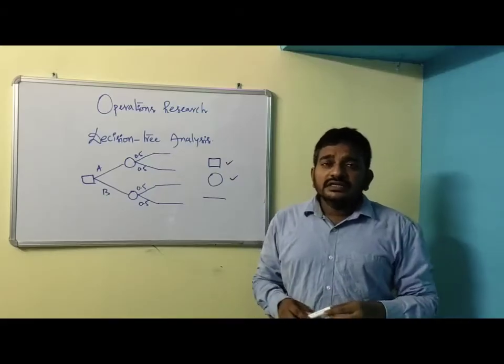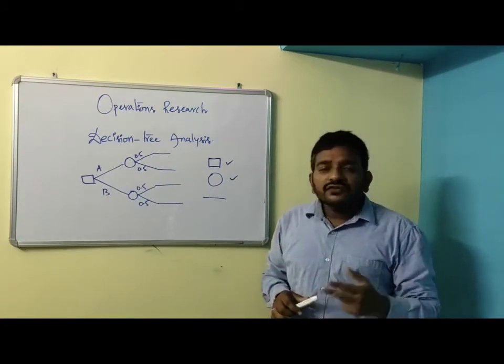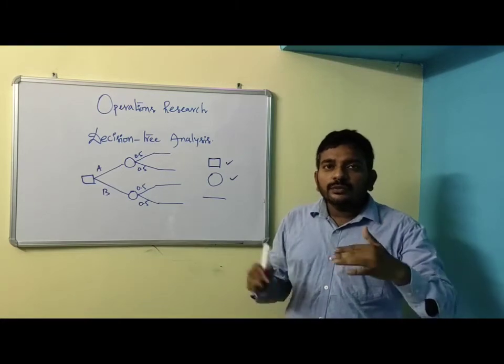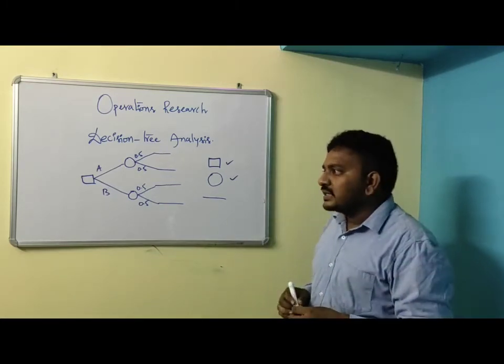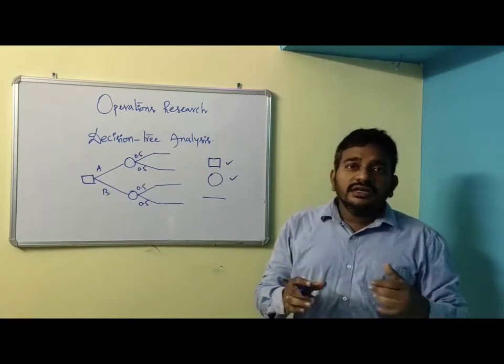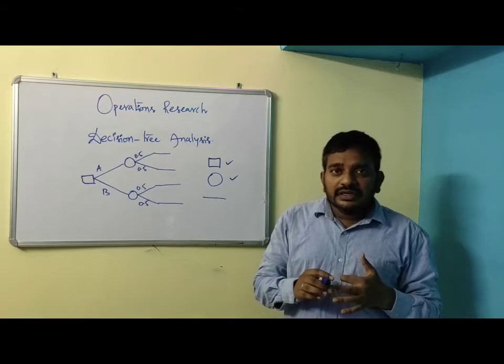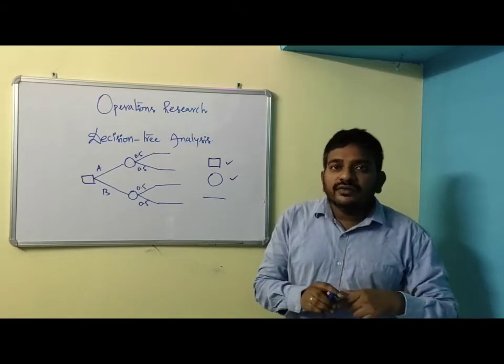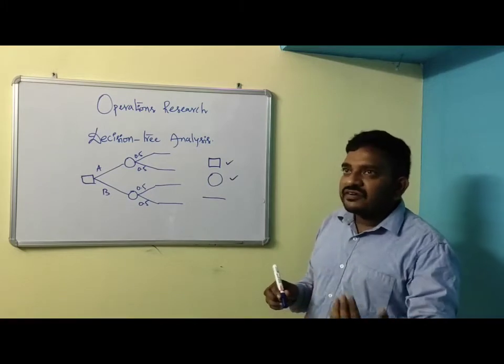Steps involved in decision tree analysis. The decision tree analysis consists of two approaches: left to right approach and right to left approach. Firstly, we construct the decision tree: identify all the decision alternatives, their possible states of nature, probabilities, and expected payoff values. Now start representing all these values from left to right.